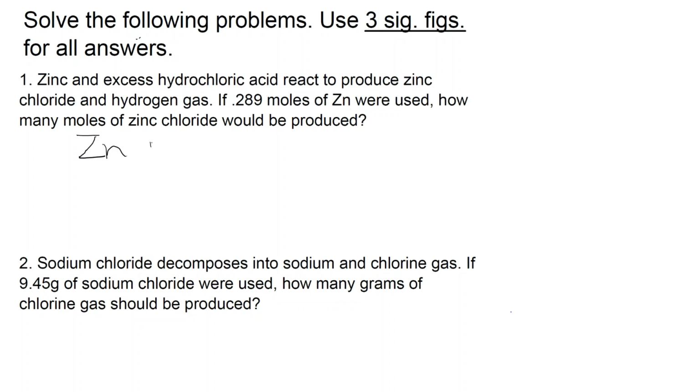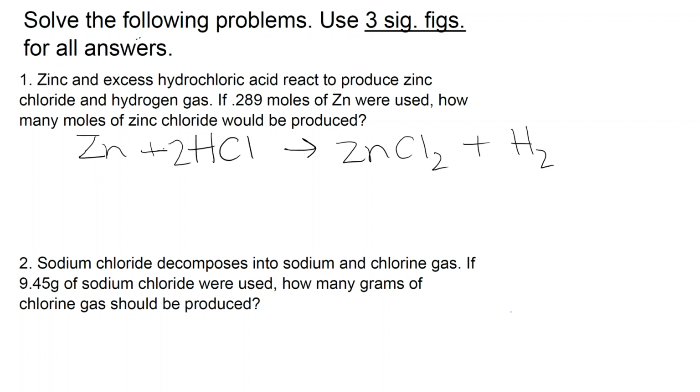Zinc, Zn, plus hydrochloric acid, HCl, yield zinc chloride, ZnCl2, plus hydrogen gas, H2. We then have to balance this equation. Since there are 2 hydrogens and 2 chlorines on the right-hand side, we need to put a 2 out in front of the HCl. The equation is now balanced, and we can fill in 1s as the coefficients in front of all of the other substances.